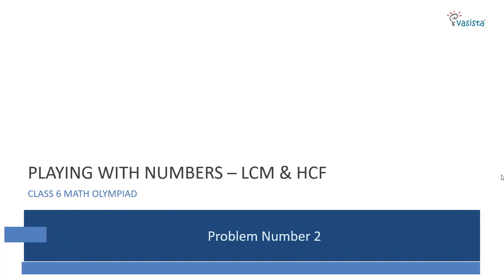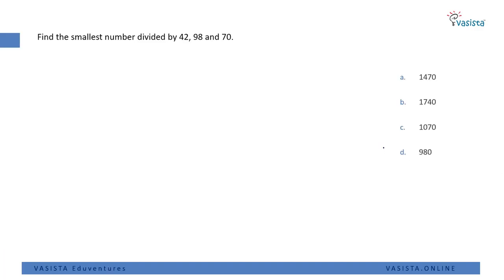And let me go with the second problem. Here, find the smallest number divided by 42, 98 and as well as 70. Right. So here we need to find out again the LCM. Right. Let us check out here. You know how to find the LCM. So 42, 98 and as well as 70.